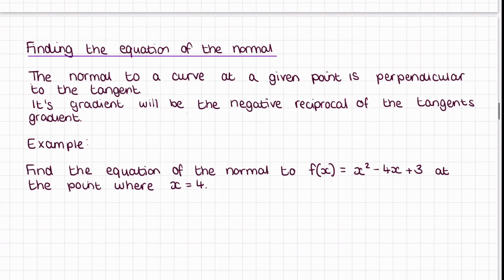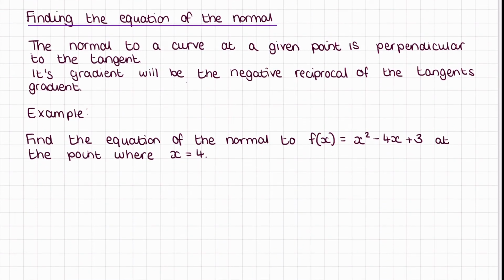Lastly, we're going to talk about finding the equation of the normal. Just remember the normal to a curve at a given point is perpendicular to the tangent. Because it is perpendicular, the gradient will be the negative reciprocal of whatever gradient we find at that point. The rest of the process is the same, it just changes very slightly when we get to finding the gradient.